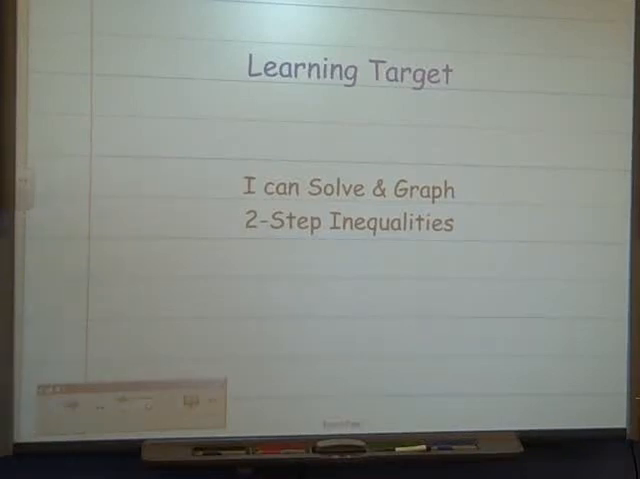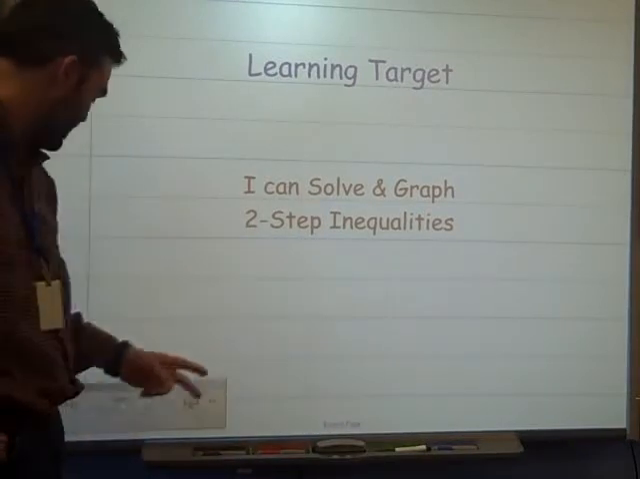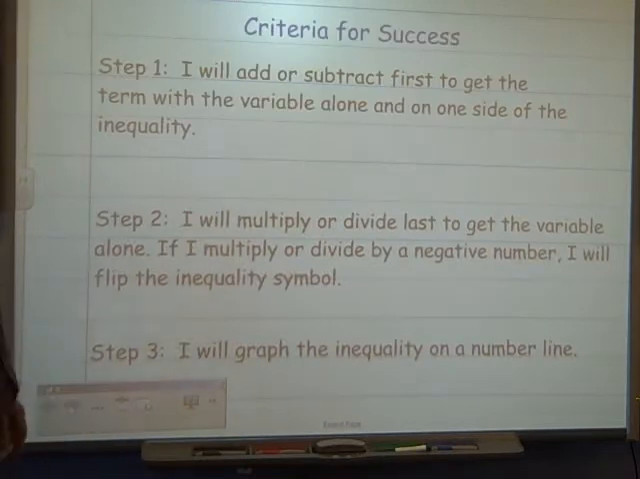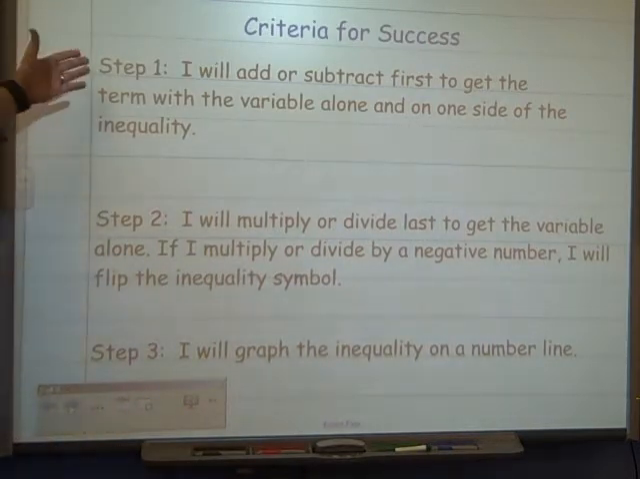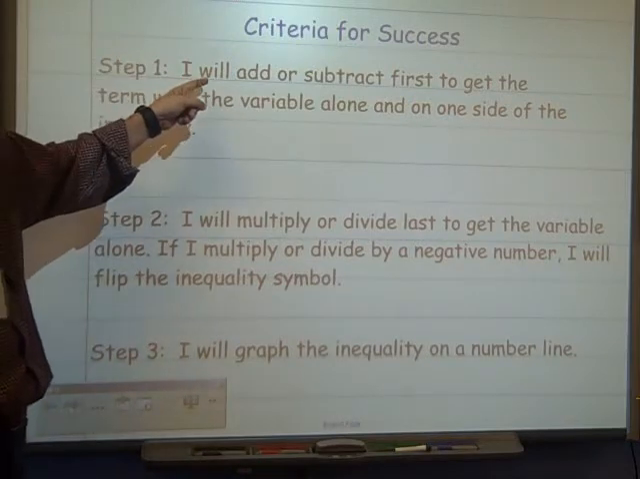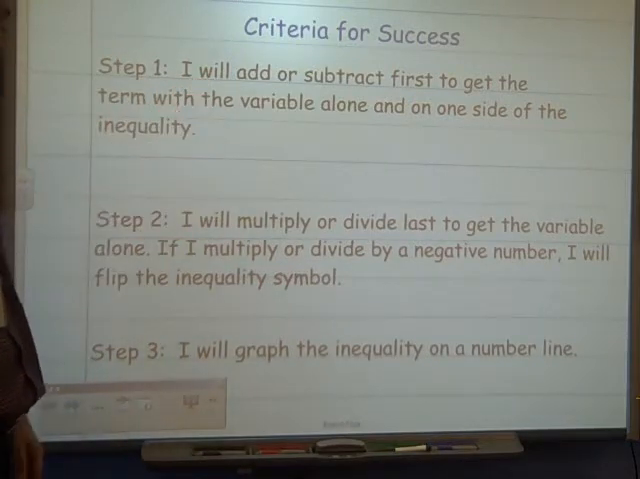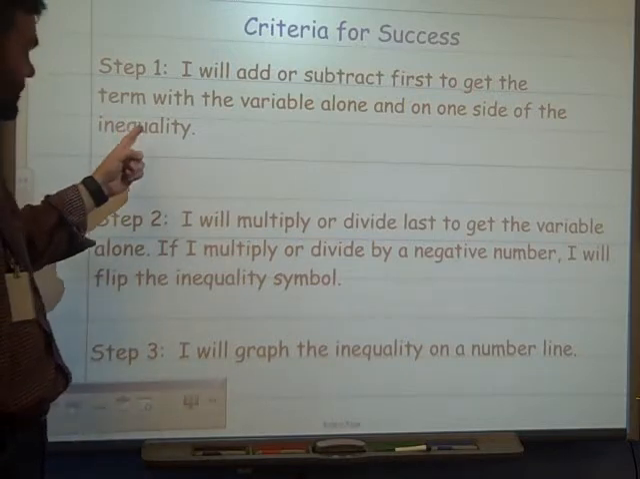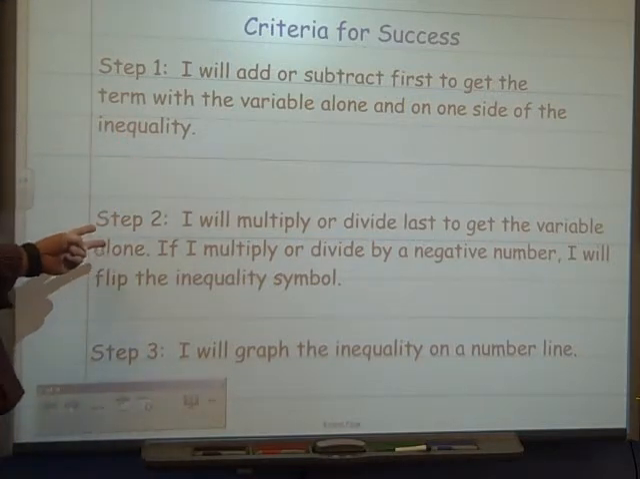Today's learning target: I can solve and graph two-step inequalities. Today should be pretty easy because it goes along with two-step equations. We're going to follow the same criteria for success. I'll add or subtract first to get the term with the variable alone on one side of the inequality. And then step two, I'll multiply or divide to get the variable alone.